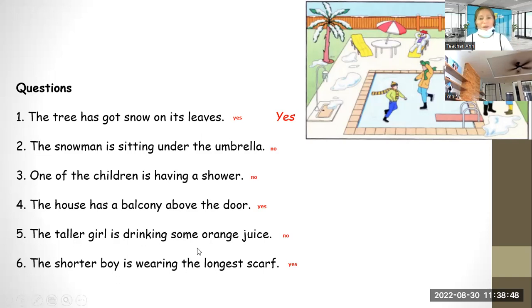Okay. One of the children is having a shower. Okay. The house has a balcony above the door. Yes. The taller girl is drinking some orange juice. No. The shorter boy is wearing the long scarf. Yes. Okay, very good.